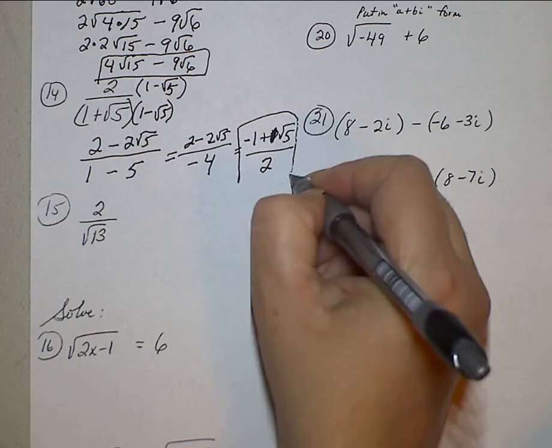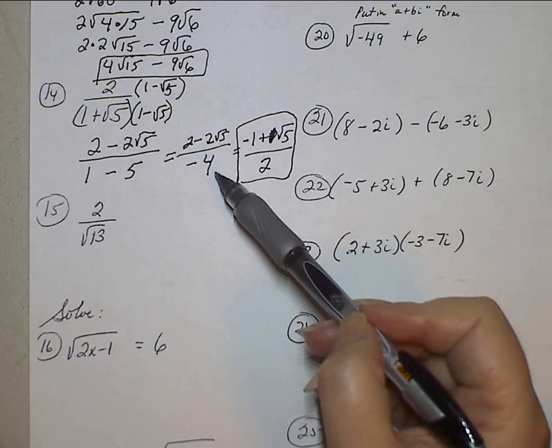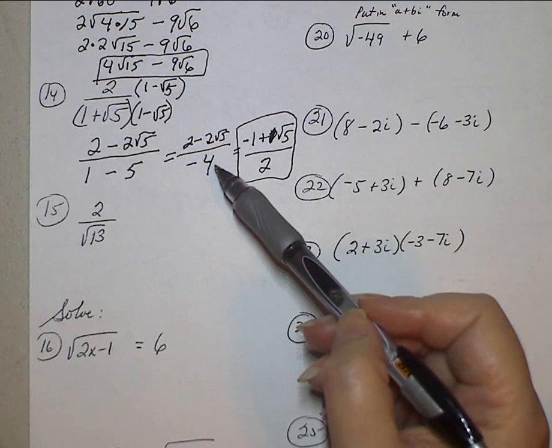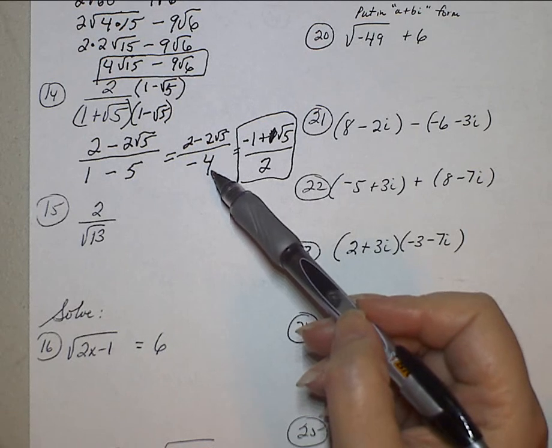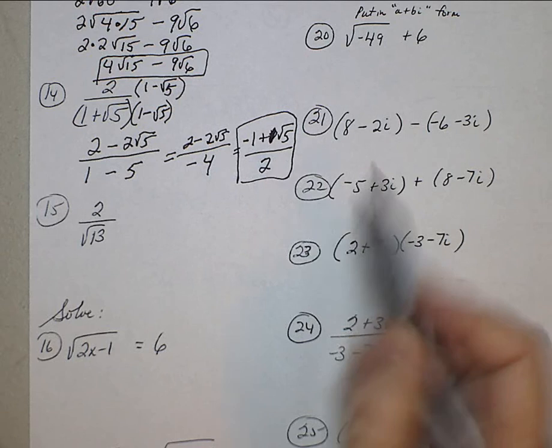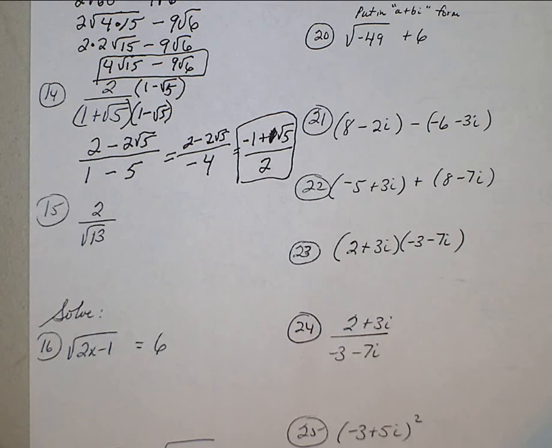Now, if you got to this point right here on your test, I will accept it. But this is the more advanced, being able to reduce by what you need to reduce by.